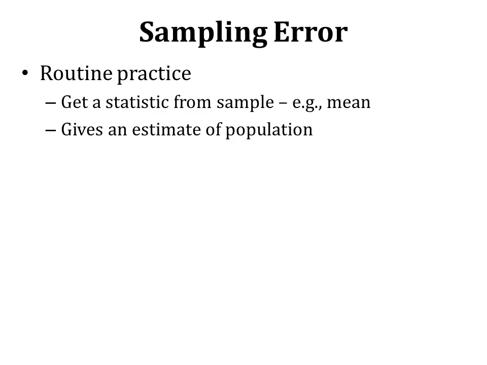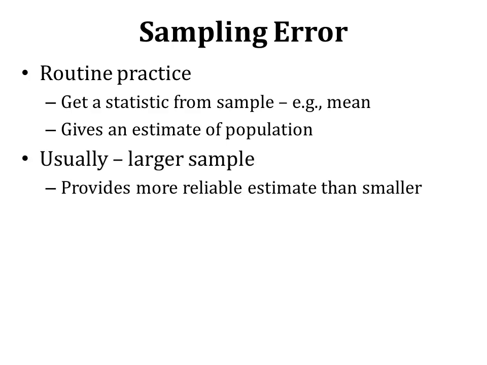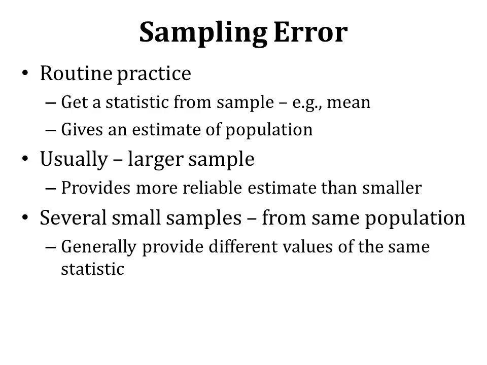And now the sampling error. So in routine practice, when we have larger populations, we usually get a statistic from a sample. That is, we collect a sample from the population and we calculate the statistic from there. For example, we calculate the mean value. And that statistic gives us an estimate of the population value. So usually the larger samples provide a more reliable estimate than the smaller ones.